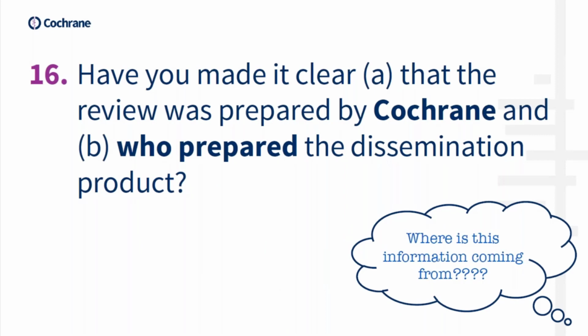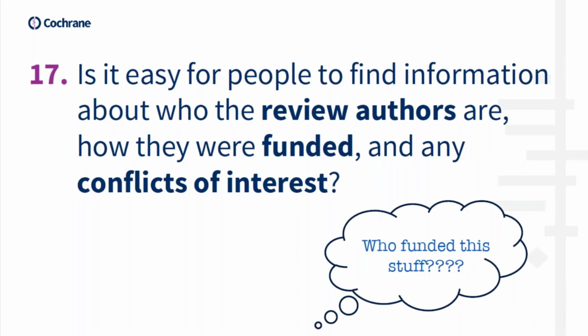Item 16, another issue tied to transparency. Have you made it clear that the review was prepared by Cochrane and who prepared the dissemination product? Item 17, is it easy for people to find information about who the review authors are, how they were funded, and any conflict of interest? Again, this is an issue of transparency.